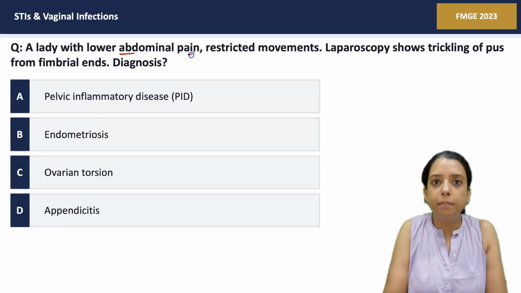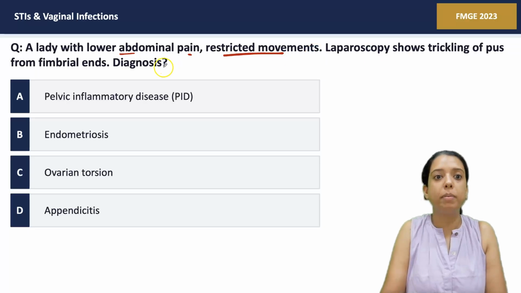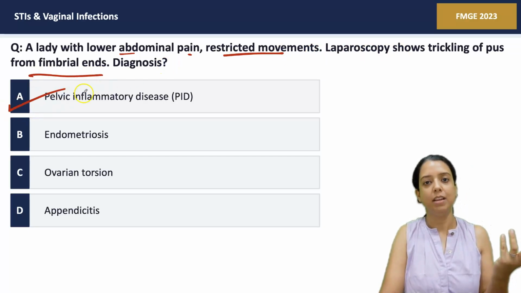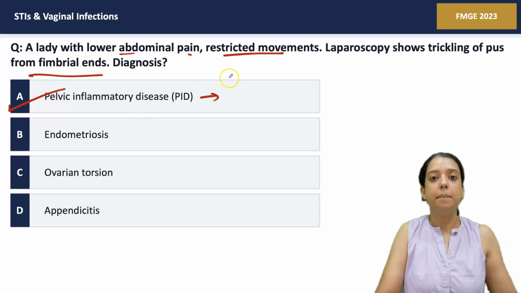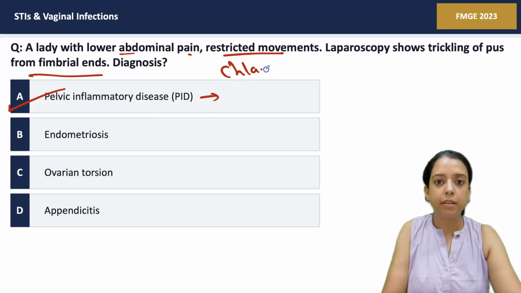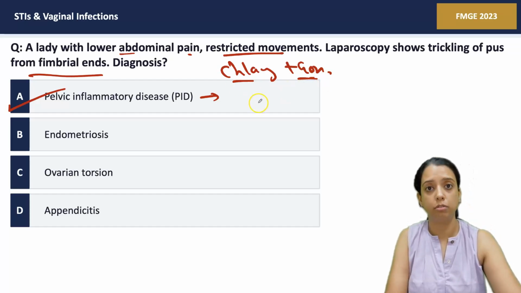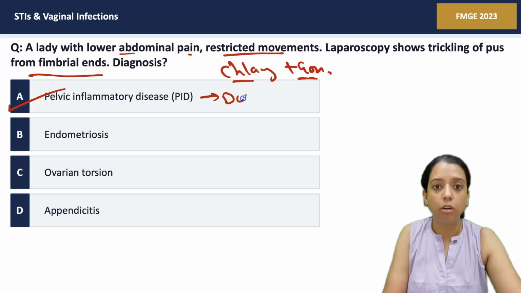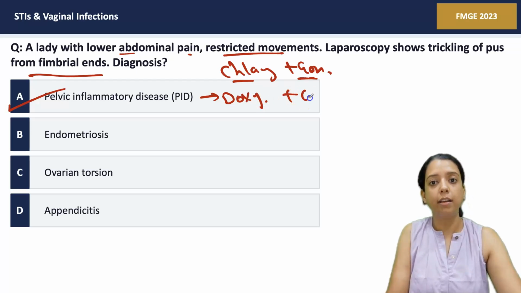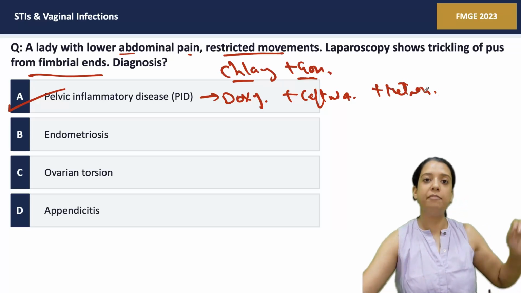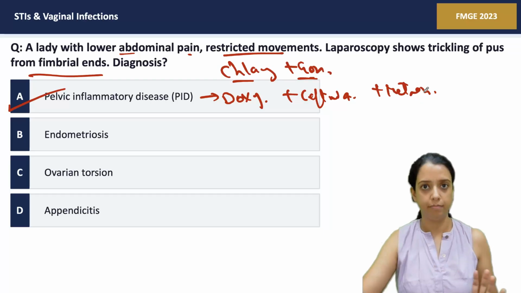A lady with lower abdominal pain, restricted movement, laparoscopy showed trickling through fimbrial ends. PID. What is the treatment for PID? PID is caused by two organisms, chlamydia and gonorrhea. So you give antibiotics for both. For chlamydia, you will give doxycycline. For gonorrhea, you will give ceftriaxone. And you will add metronidazole because such an infection will have bacterial vaginosis also.